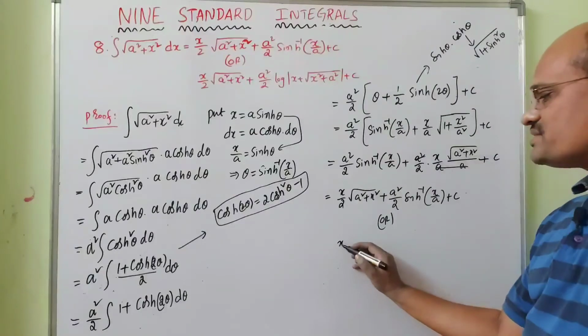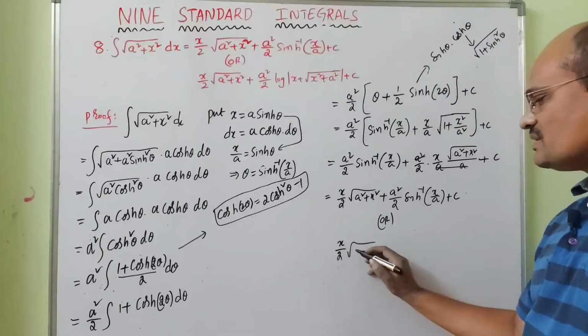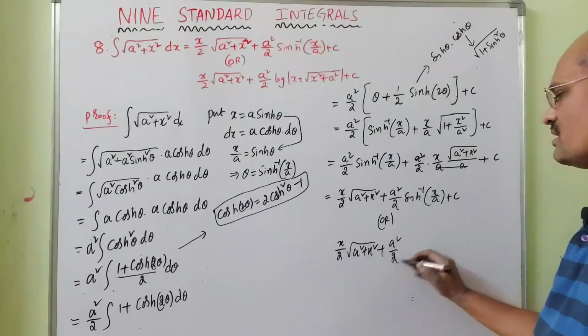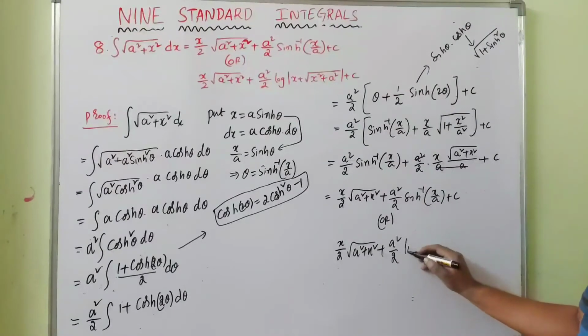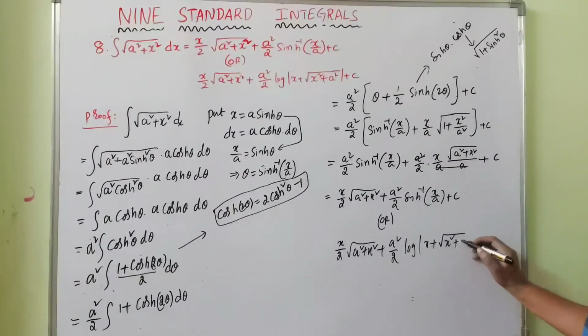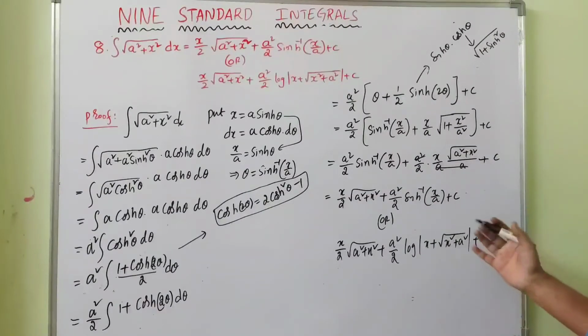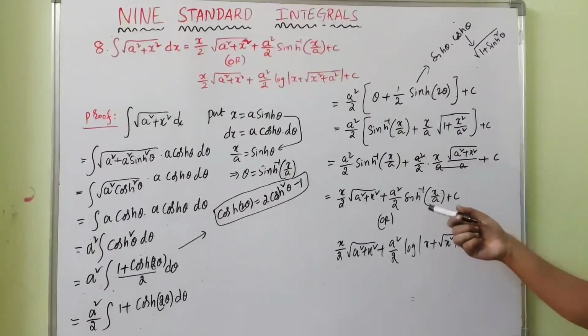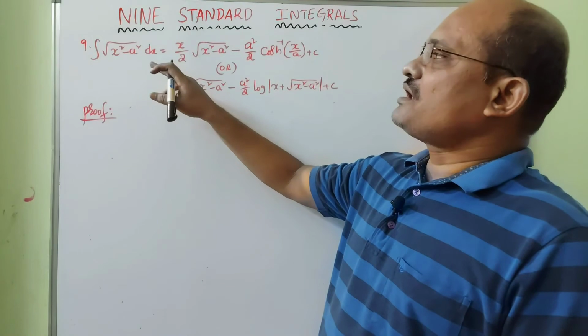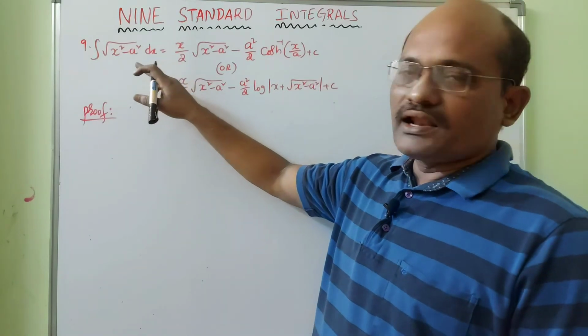In hyperbolic functions, we have a formula that sinh inverse of x by a is nothing but log mod x plus root x square plus a square. This formula we are taking from hyperbolic functions for this, and we are writing. So start the 9th and last standard integral.